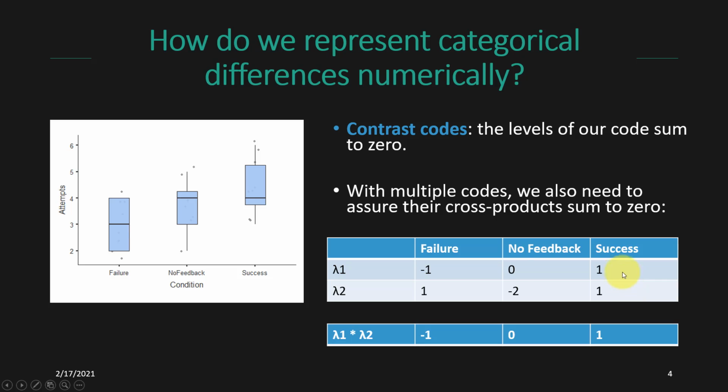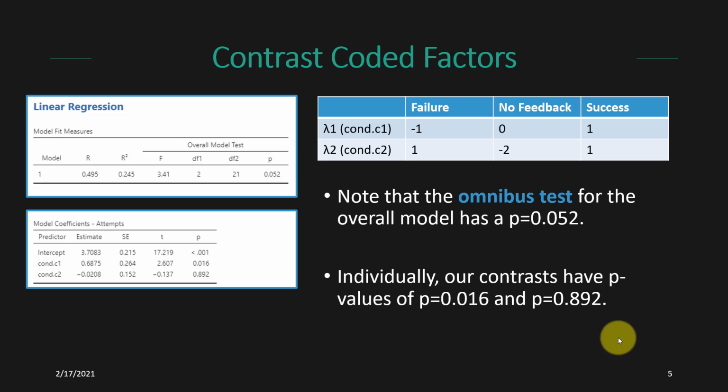But now that we have these two codes, we have to make sure that they function together as a set. So we're also going to check their cross product. We're going to take -1 times 1, that gives us -1. We're going to take 0 times -2, that gives us 0. And we're going to take 1 times 1, that gives us 1. And these cross products also sum to 0, which means we now have an orthogonal set of contrast codes. So they're completely independent of each other. And that's going to be important because it's going to help us interpret some of these effects if we know that our codes are independent.